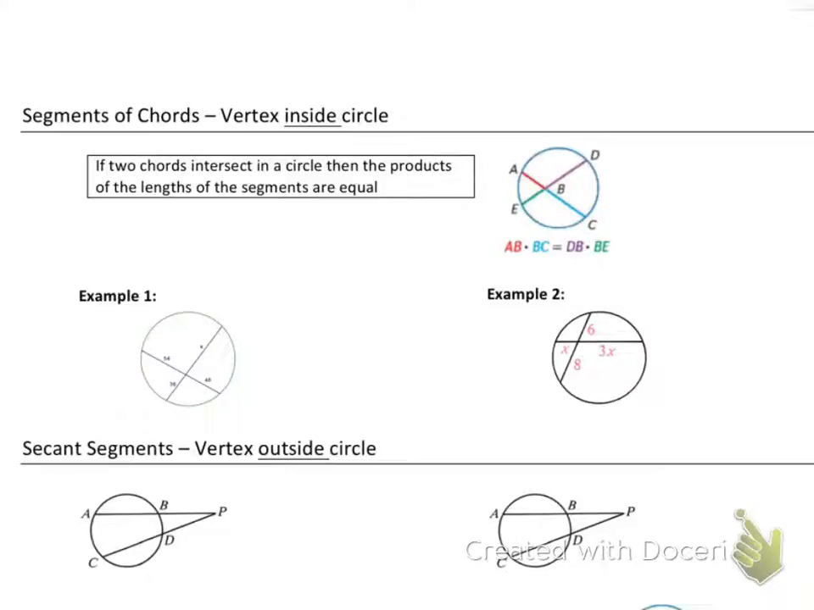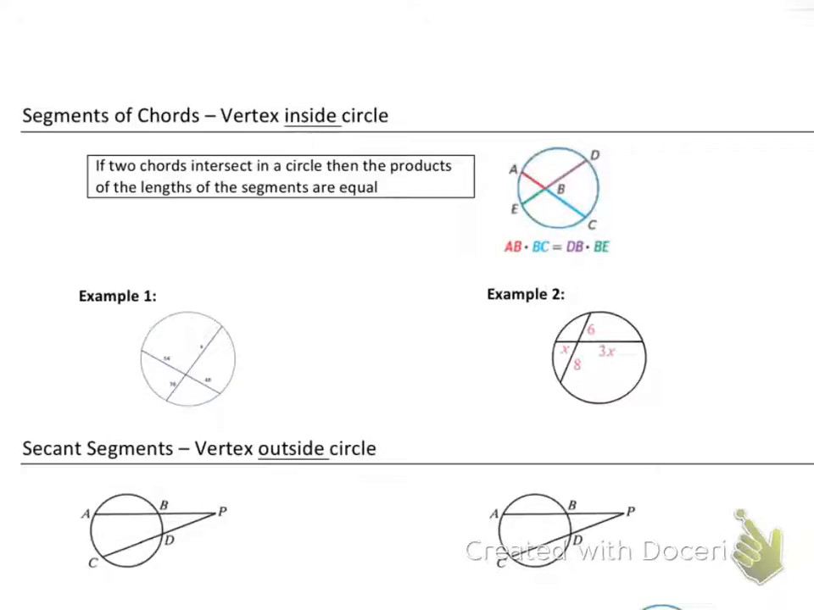Here's what happens when I have two chords and they intersect each other in the middle of the circle. I have two chords intersecting in the middle of the circle, and I'm dealing with segments, so I'm dealing with lengths. This is everything we need to know about chords intersecting and their lengths.